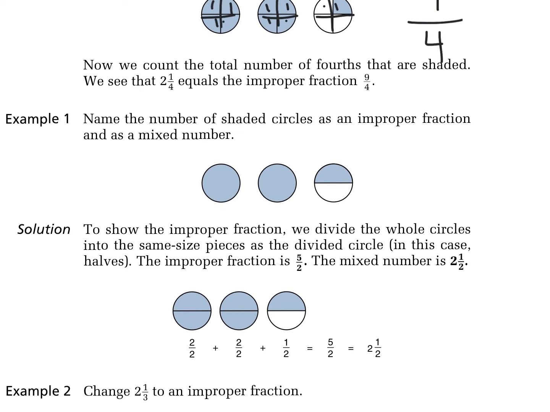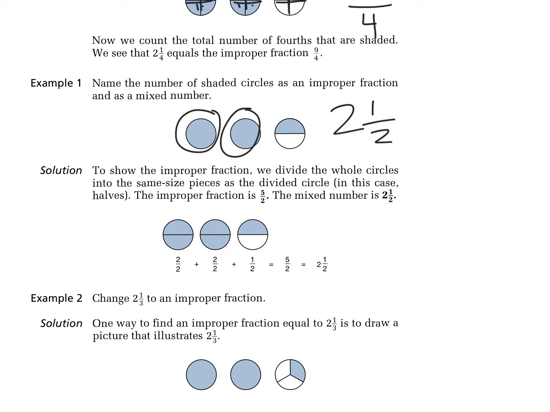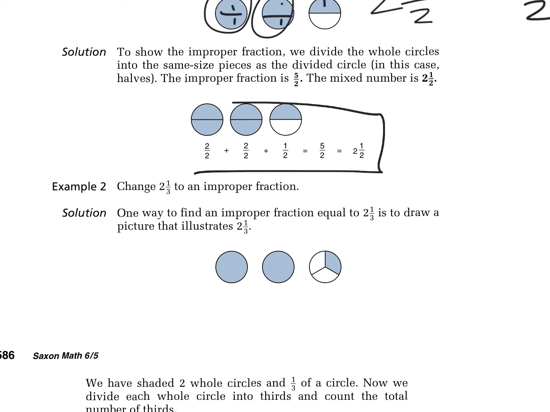It says name the number. So example 1: name the number of shaded circles as an improper fraction and as a mixed number. For the mixed number, I have 1 whole, 2 wholes, and then a half. So this is 2 and a half. Now if we're talking about the improper fraction, my denominator is still going to be half. I'm going to divide this one into halves, this one into halves. So I have 1, 2, 3, 4, 5 halves. And we can see down here, this is exactly what they did.